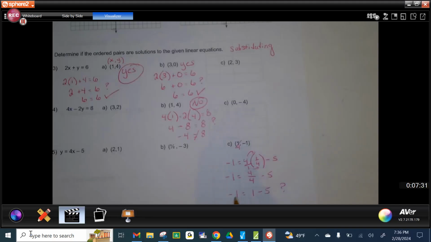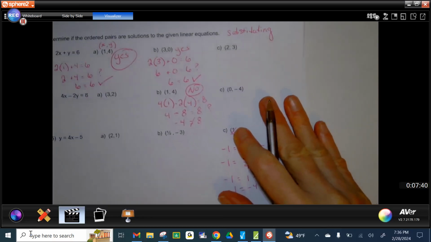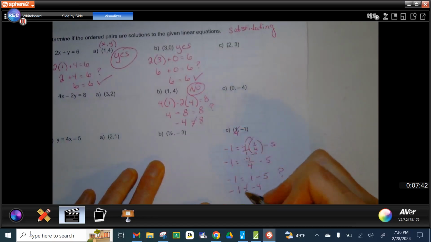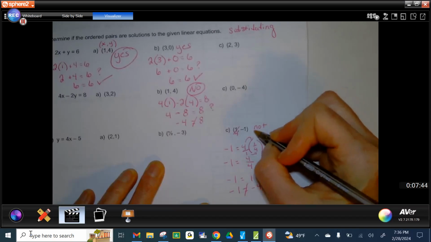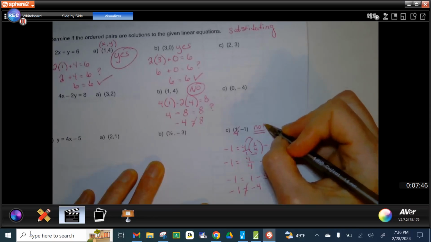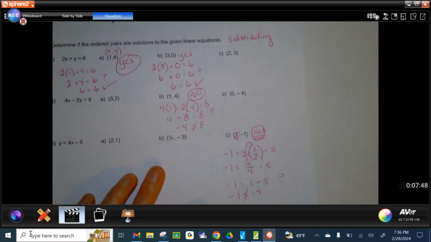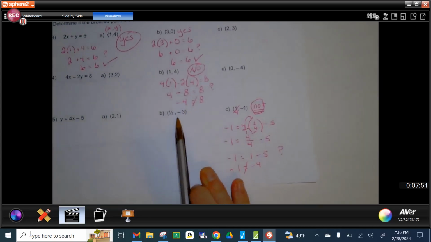Now, is that true? Does negative 1 equal 1 minus 5? No. 1 minus 5 is negative 4. So they do not equal each other. So this is not a solution. I'll say no. So you're going to try the same thing with 1/2.